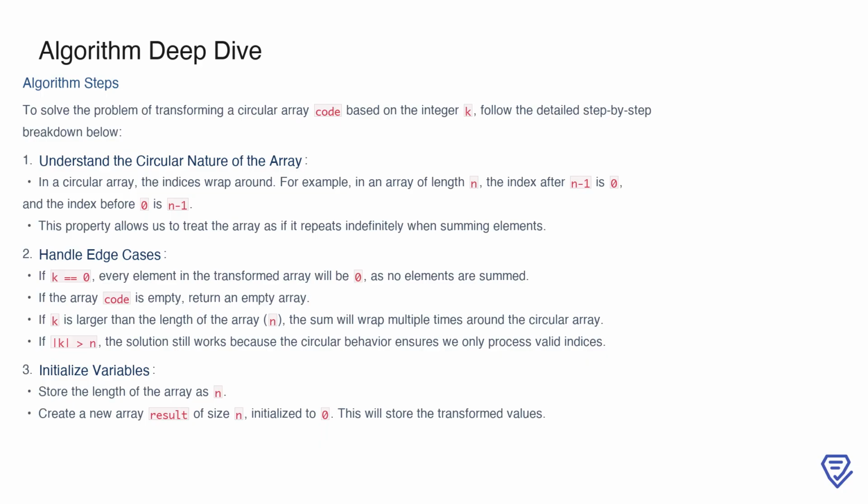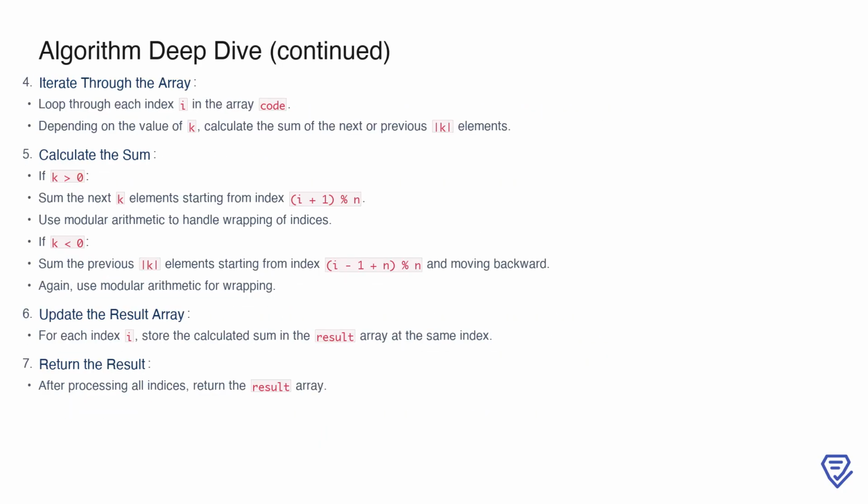Once these considerations are clear, we initialize our variables. The length of the array, n, is stored for convenience, and we create a result array of the same size as code, initialized to 0, which will store the transformed values as we calculate them. Now, let's dive into the iterative process.